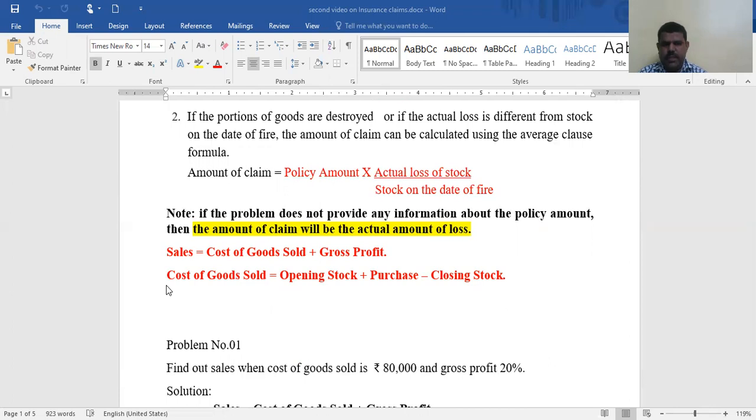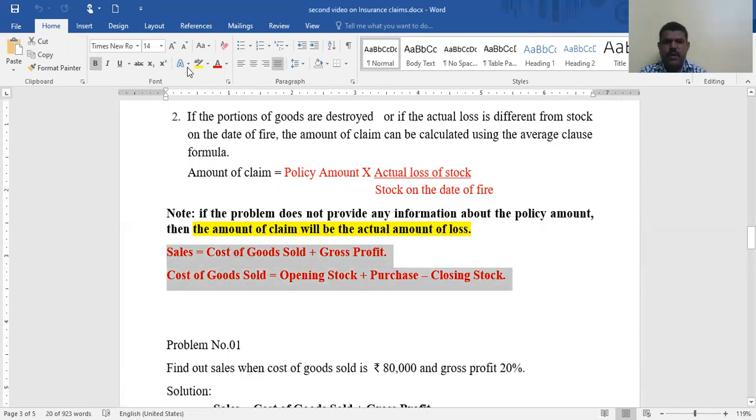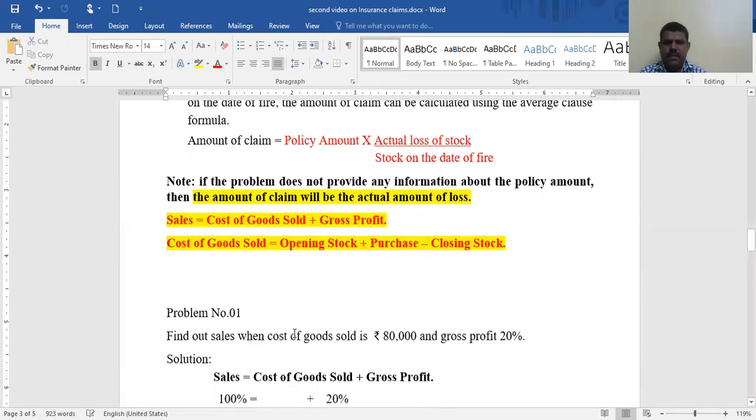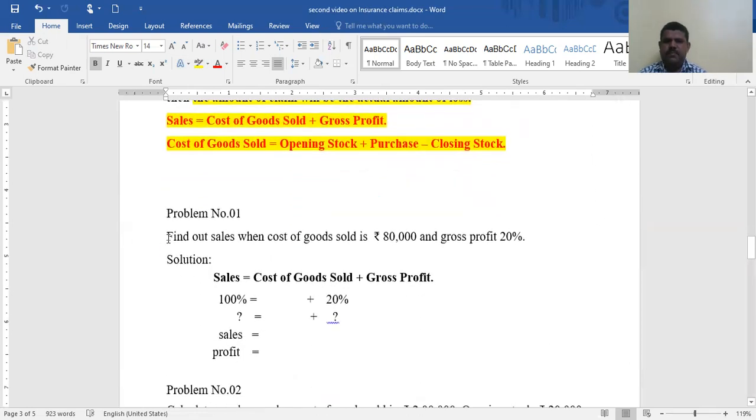Now let us get started with the problem. Let me do the problem. So to understand these two equations, we have problem number 1. Find out sales when cost of goods sold is 80,000 and gross profit is 20%. Yes, I told you gross profit is a percentage or a part of the sale.